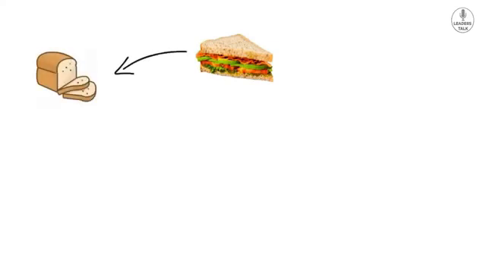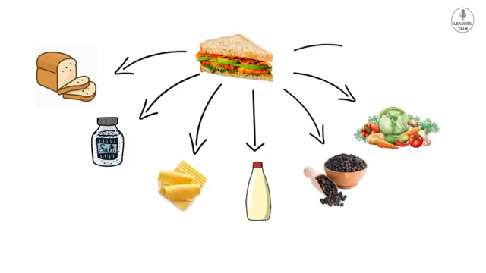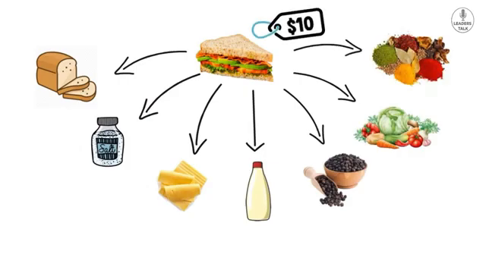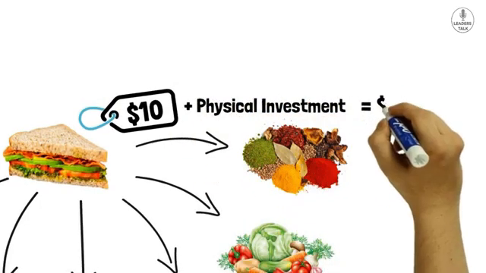These are the steps that we have to follow for the sandwich as well. First, calculate all the expenses which he incurred to buy the raw materials of the sandwich, like bread slices, salt, cheese slices, mayonnaise sauce, black pepper, vegetables, and all small ingredients, and assume that it cost him around $10 for one sandwich. After including his physical investment, we will calculate it as $15.